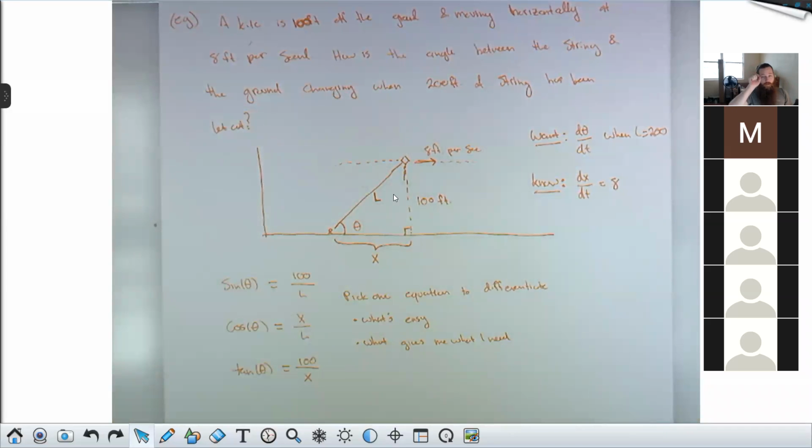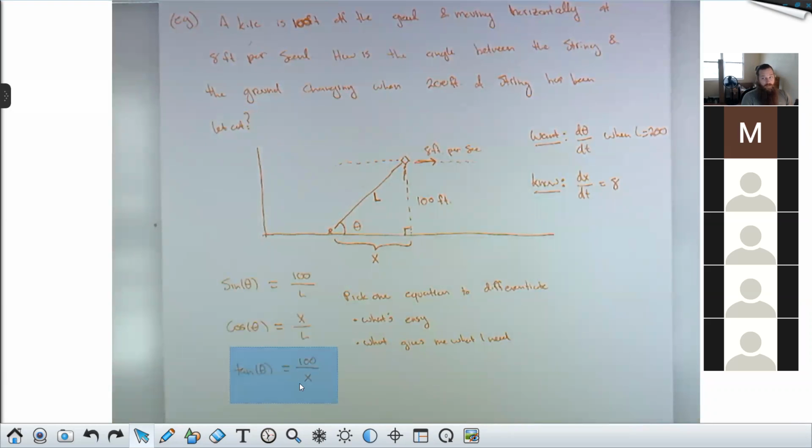I need d theta dt. And the other thing I'd like is dx dt, because I know what dx dt is. I don't know what the other, like dl dt, is. I don't know that. But I know that dx dt is 8, and I need d theta dt. So I'm going to pick the one that just has thetas and x's. That's this one right here.